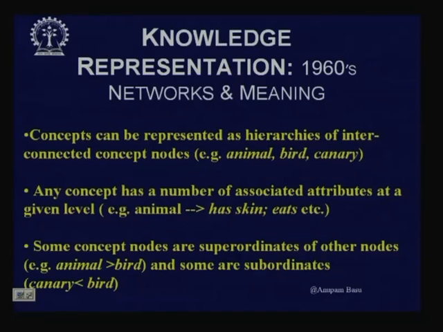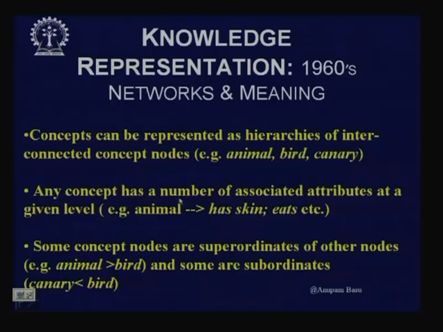So, in this approach of representing meaning as networks, concepts can be represented as hierarchies of interconnected concept nodes. If I assume that one concept is one node, for example, animal is a concept, bird is a concept, canary is a particular type of bird, stork is another type of bird. All these are birds and they are all related to the concept bird.